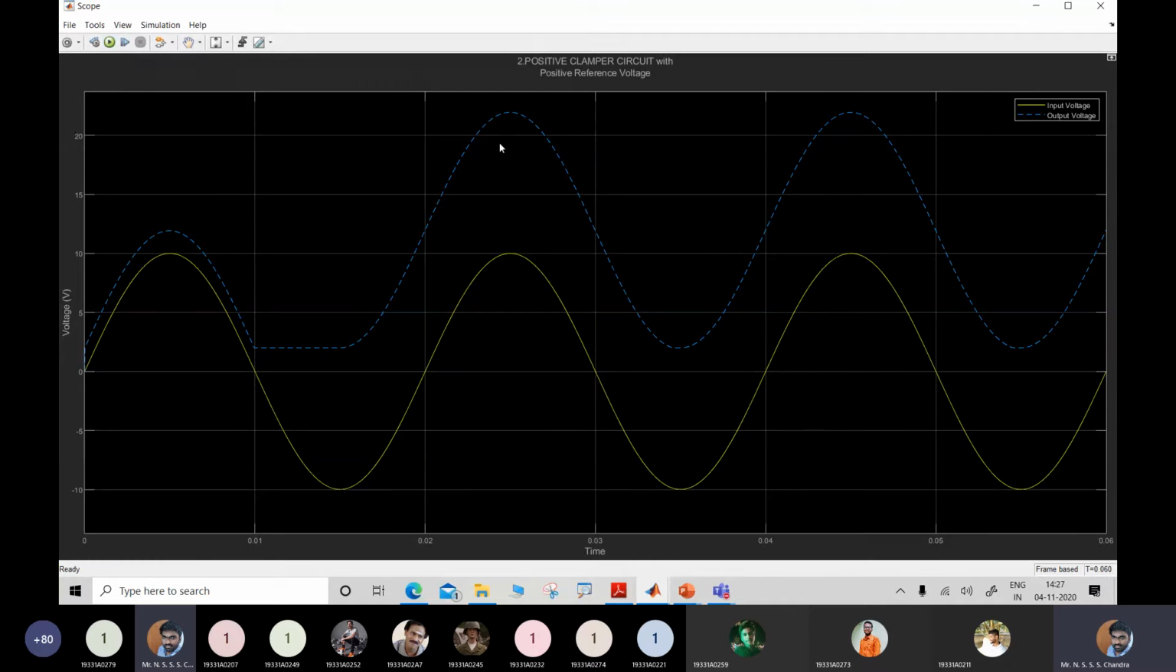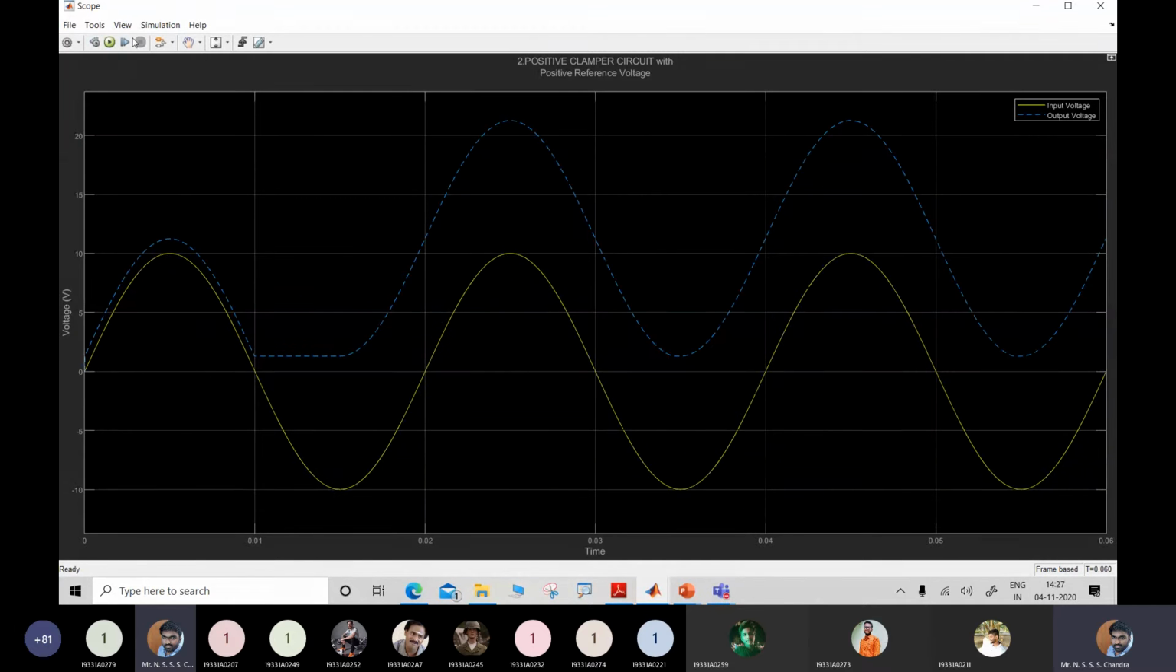So you will not see this much amount of voltage above your 20 volts. This peak will be slightly reduced. Can you see this? This voltage has been slightly reduced by 0.7 volts. Here also it is reduced slightly. So here this peak value is now around 21.3 volts.